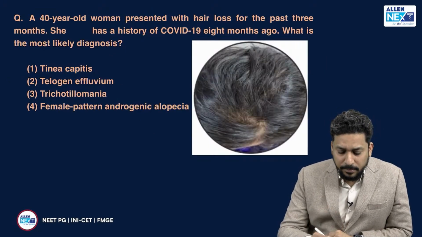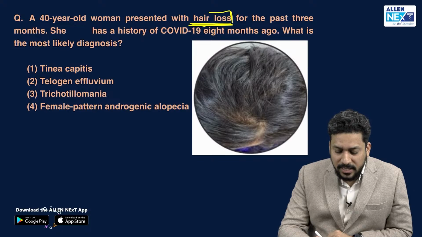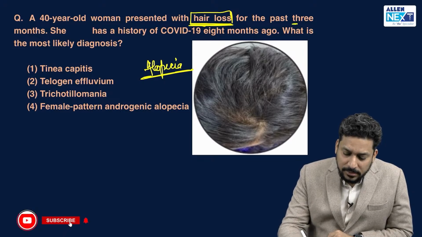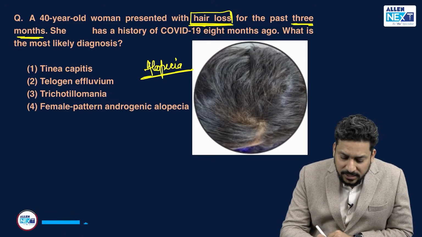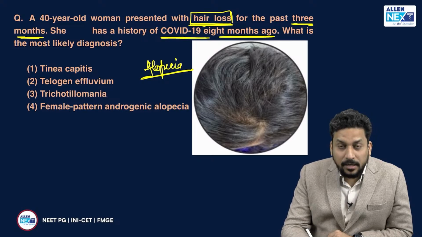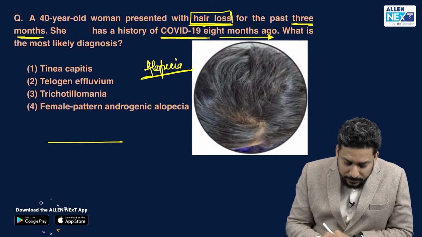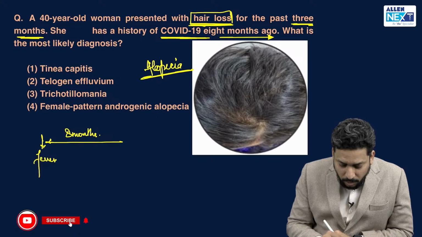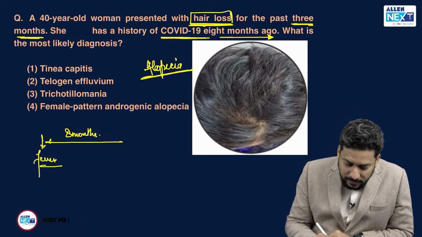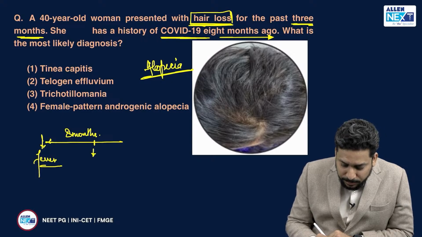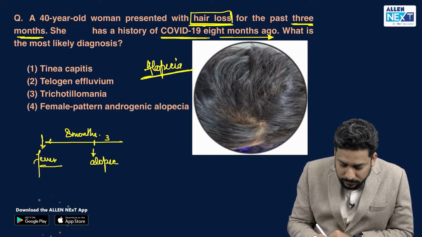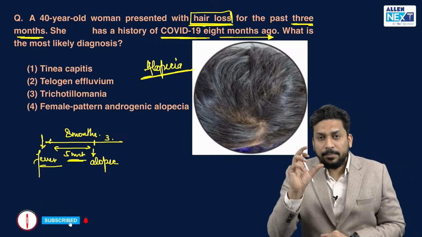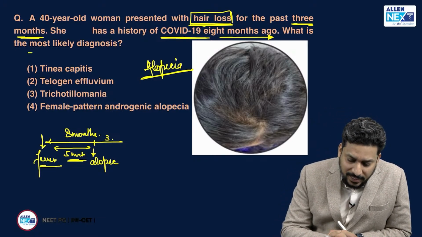Then a 40-year-old woman presented with hair loss. So the patient is having alopecia for the past 3 months. She has a history of COVID-19 8 months back. Okay, so 8 months back, the patient had a history of fever or COVID-19 infection, and 3 months back, the patient started experiencing alopecia. So almost 5 months after the fever, the patient started developing hair loss. What is the likely diagnosis?